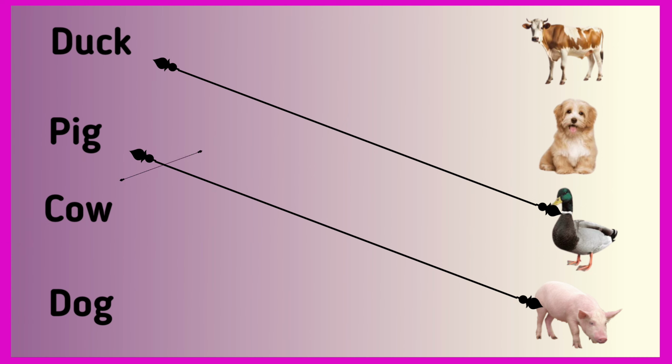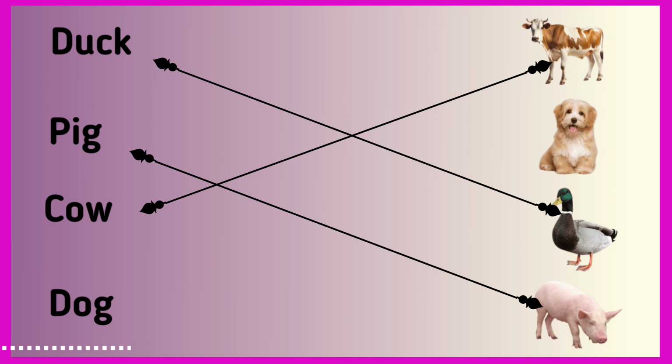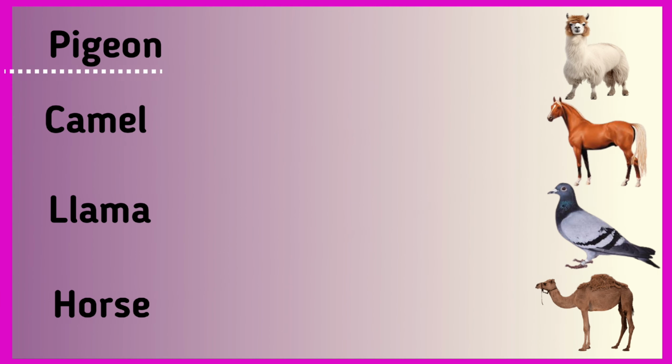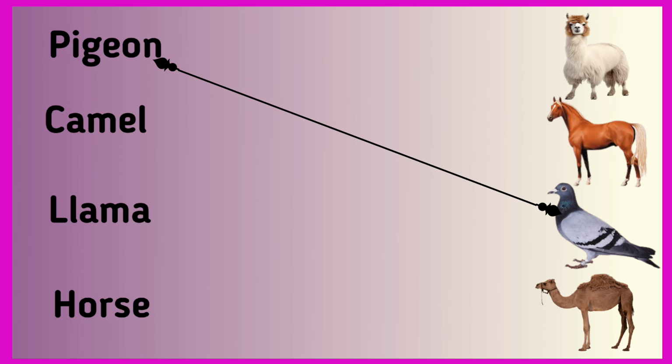Cow. This is cow. Dog. Where is dog? Dog. This is dog. Pigeon. This is pigeon.